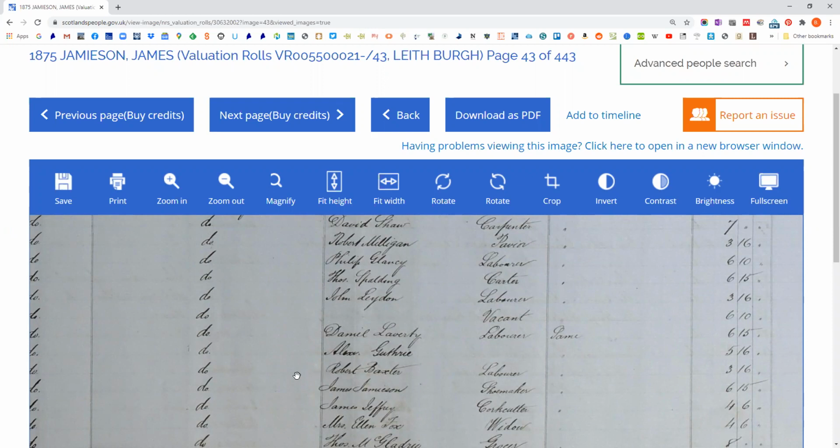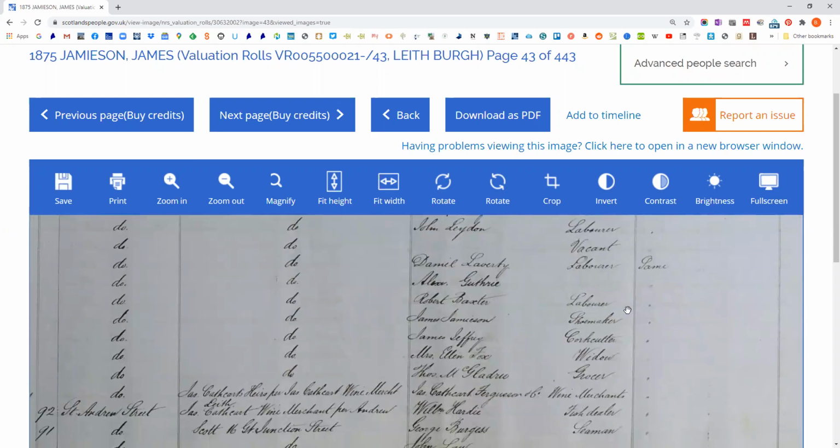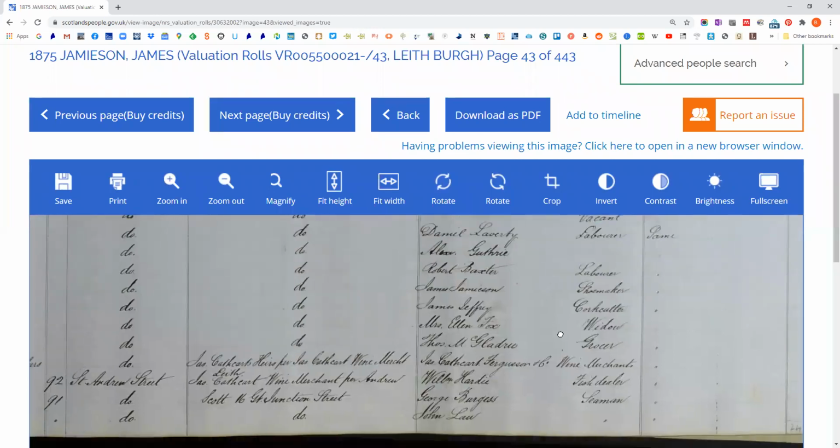Here's a James Jameson that I was looking for. That's my great-grandfather's adopted father. You will get women's names generally if they're a widow.